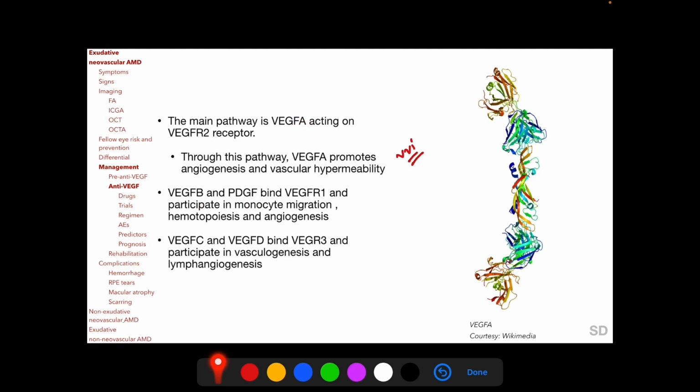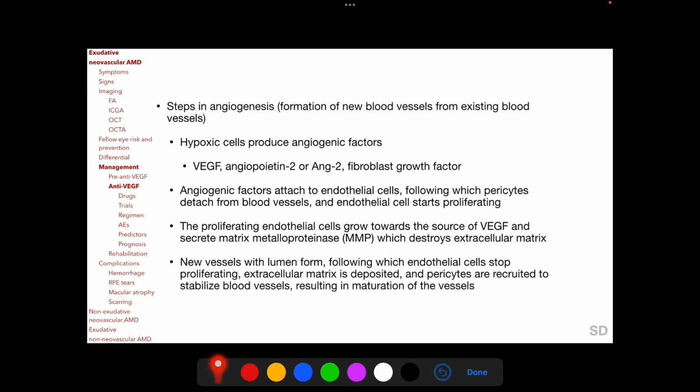Vasculogenesis is the formation of new blood vessels from precursor cells, whereas angiogenesis is the formation of new blood vessels from already existing blood vessels. Steps in angiogenesis are as follows. Hypoxic cells produce angiogenic factors, which is very important to remember. The angiogenic factors include vascular endothelial growth factor, angiopoietin 2 and fibroblast growth factor. Angiopoietin 2 is targeted by faricimab, one of the anti-VEGF drugs.